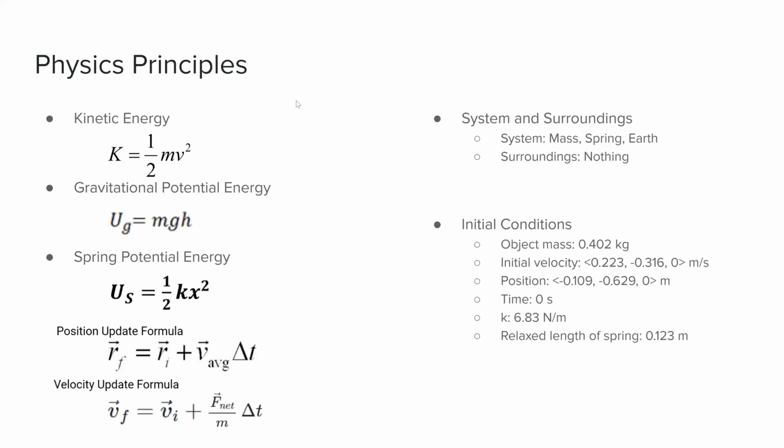Some physics principles, like I said before: kinetic energy, gravitational potential, spring potential, and then the position and velocity update formulas, just to show the position and velocity as time moves forward. The system in this scenario was the mass, spring, and the earth, and the surroundings were just nothing. Initial conditions were the mass was 0.402 kilograms, and the rest of the information, besides the 6.83 newtons per meter, was from the tracker data.